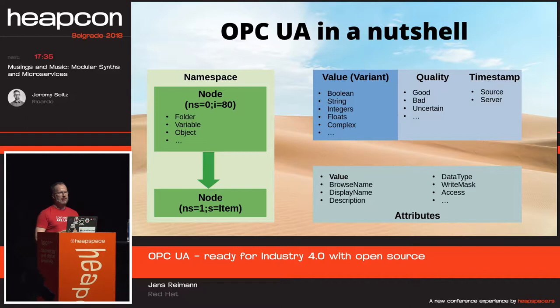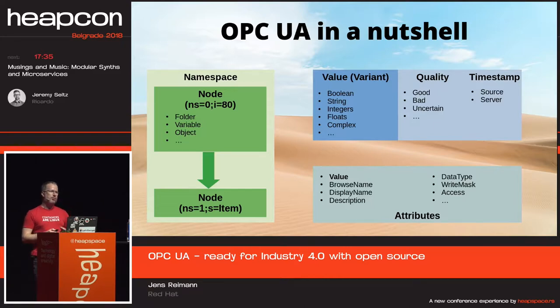If you know, for example, Java JMX, it can be compared to that a little bit, although it provides additional functionality on top of that. So every node has attributes. The most basic and most important attribute is the value. Imagine you have a variable node, and the variable node has a value, which could be a temperature reading, or something different, pressure, stuff like that. But this is not the only attribute that a node has. A node also has a browse name, a display name, a description.